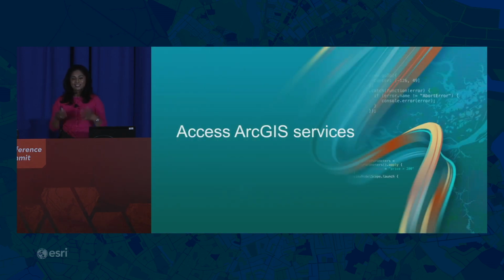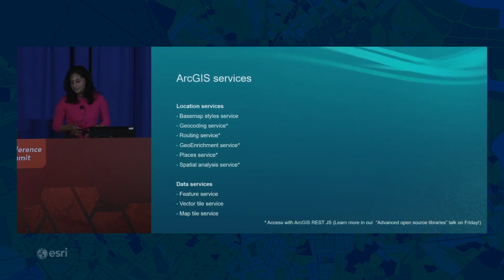All right. Now we can get to accessing ArcGIS services. In this talk, we're mainly going to focus on the base map style service as part of location services, and also the data services: your feature service, vector tile service, and map tile service. We decided to divide it up like this because for the other location services, places, geocoding, routing, geo-enrichment, you'll have to use ArcGIS REST.js. George and I have another talk specifically about REST.js and using open source libraries with it on Friday.